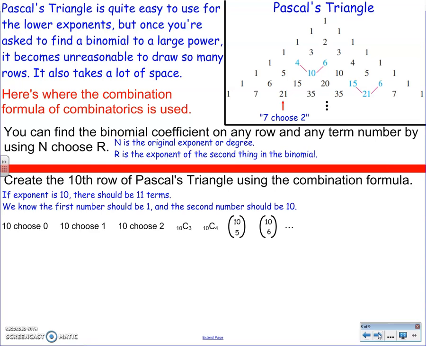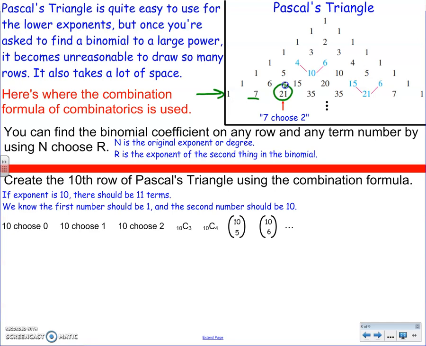You can find the binomial coefficient on any row and any term number by using n choose r. N is the original exponent degree, and r is going to be the exponent of the second thing in the binomial, the second part. So notice right here, this 21 is going to be 7 choose 2. The exponent is 7, that's the second number, that's row 7.